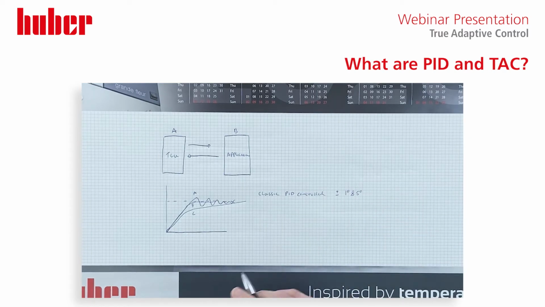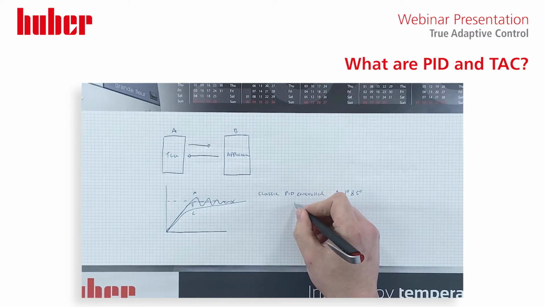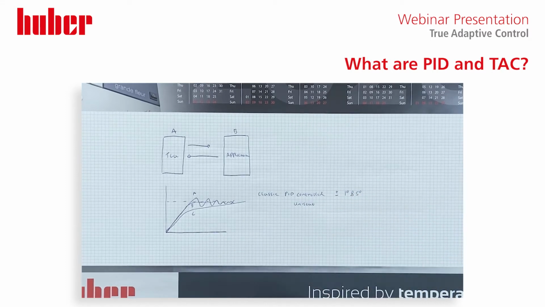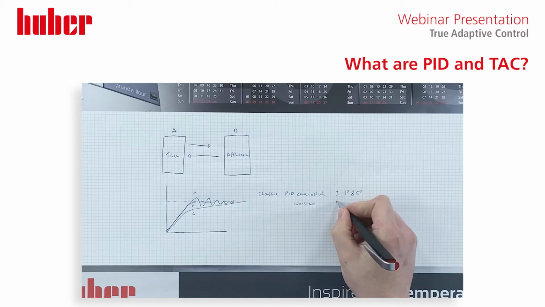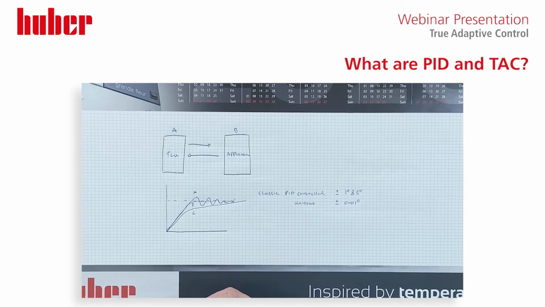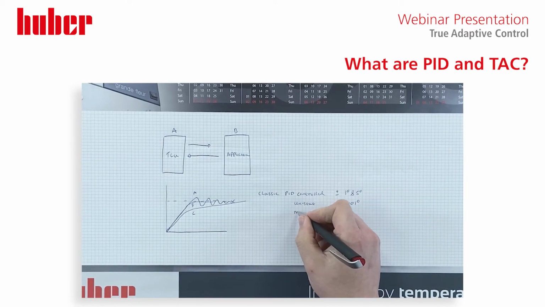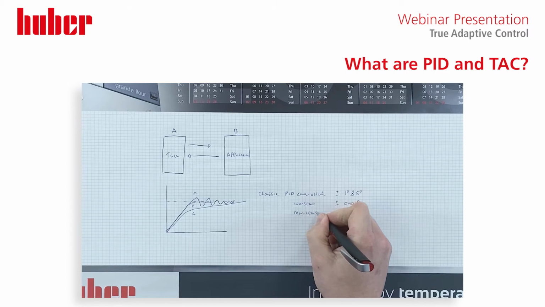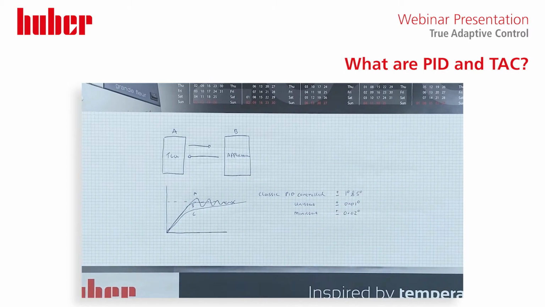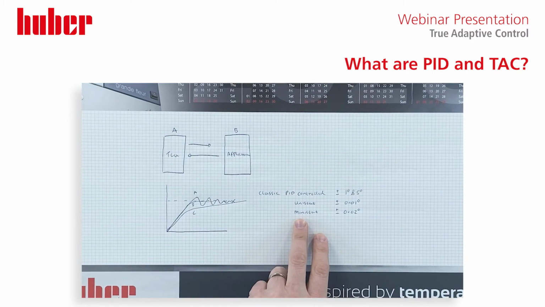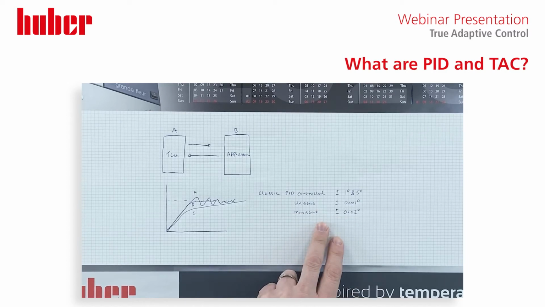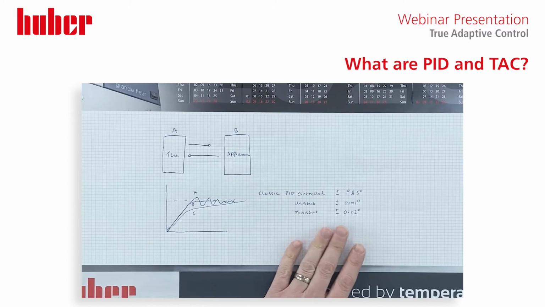If you look at the Huber tech data sheets, if we take, for example, the Unistat, which is our closed hydraulic system that we talked about in the last webinar, we're at plus or minus 0.01 degree. Or if we look at our open baths, such as our Ministat, our stability is plus or minus 0.02 degrees. And this will lead you to think, I can get tighter control and we won't get as much overshoot or undershooting.